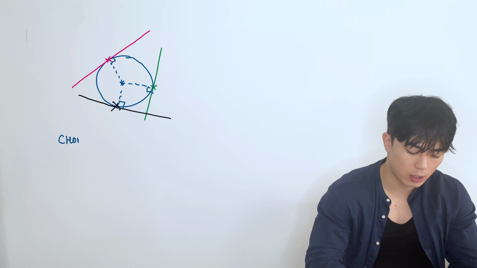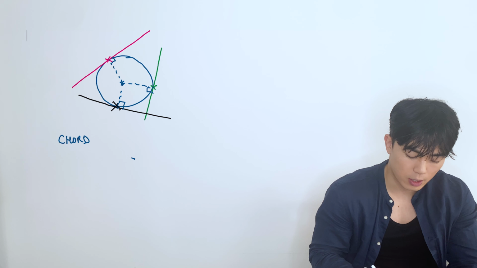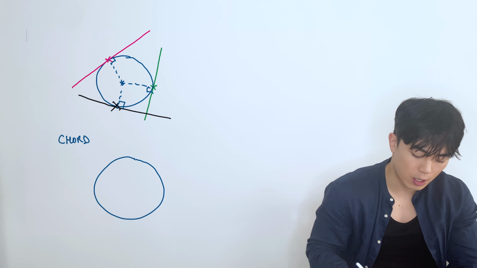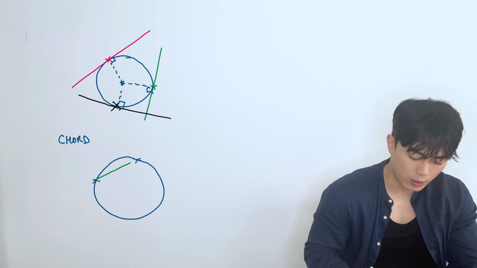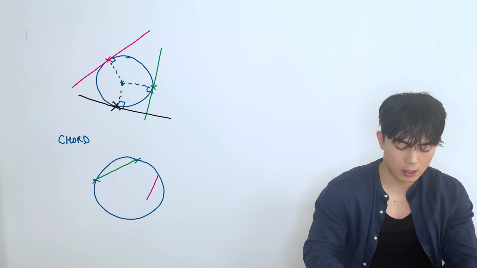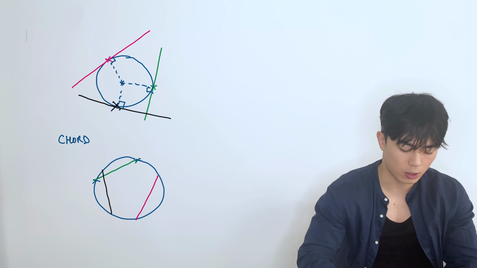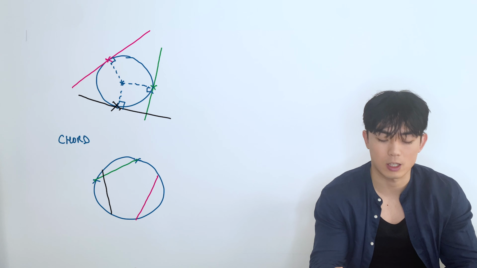The other thing that we need to be aware of is chords. A chord is just a line which connects 2 points on a circle. So once again, if I were to draw a circle and I draw 2 points, like here, this is known as a chord. It could be any 2 points. So this is also a chord like this. This is also a chord, as long as it connects 2 points on a circle.